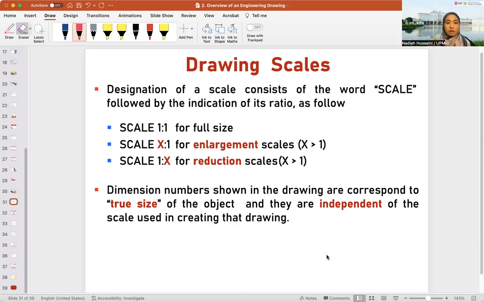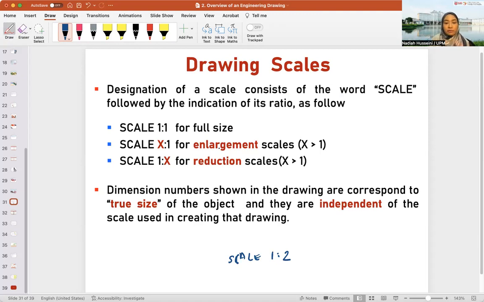Okay, so designation of a scale consists of the word scale. So when you are implying a scale, they ask you to write it down. Scale. Tulislah scale kat tepi tu. Scale. Scale 1 to 2. Tulislah lawa lah. Scale 1 to 2. So scale 1 to 1 for full size. Drawing 10 mm, actual size pun 10 mm.